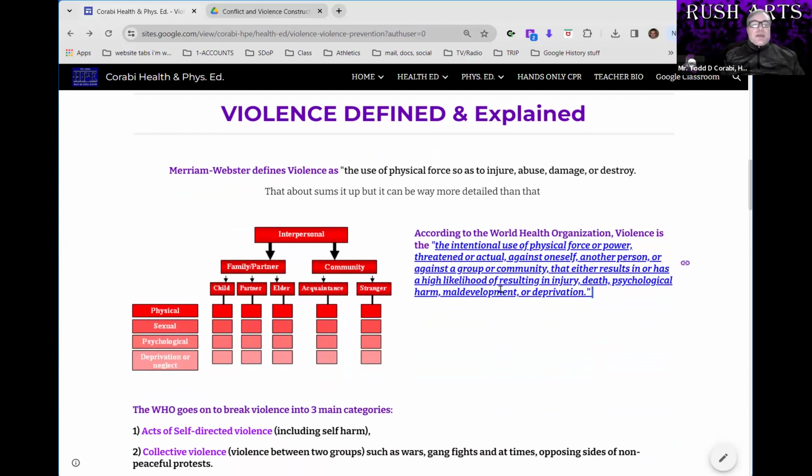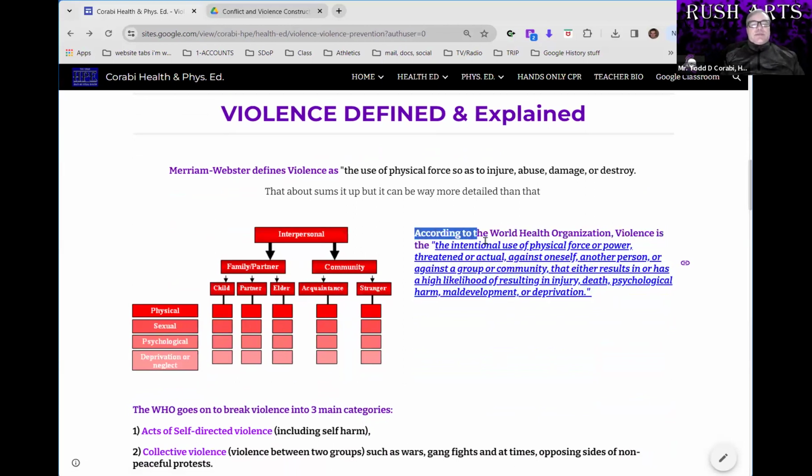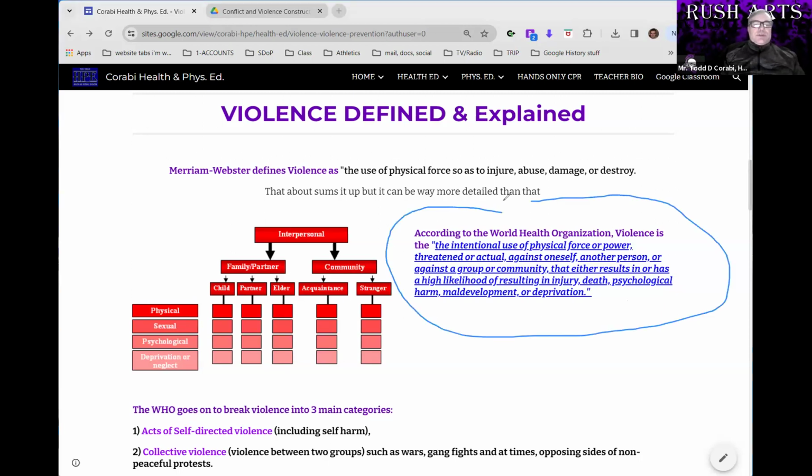So a more detailed high school level definition of violence comes from the World Health Organization, which says violence is the intentional, and before I read it, sometimes Zoom does not, for whatever reason, show words on a web page clearly, and they show up blurry. So if it is, it's right here.